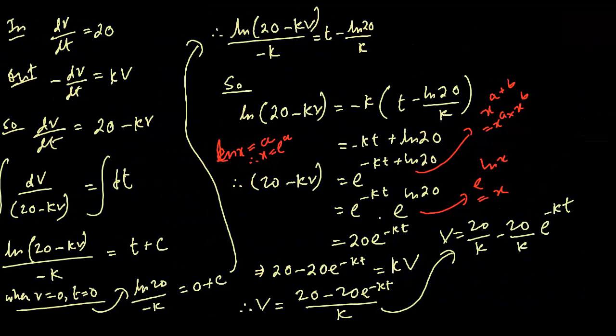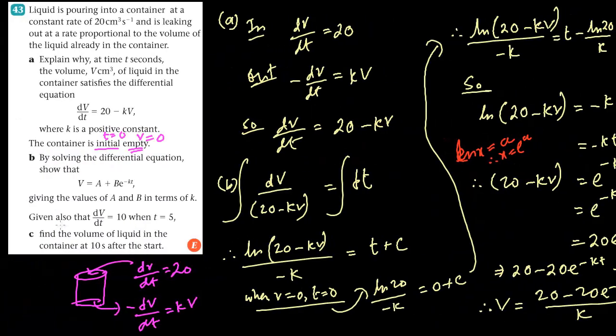So we can write the values in terms of k. So a equals 20 by k and b equals minus 20 by k. The final part is given that dv by dt is 10 and t equals 5. So we need an expression where we have dv by dt, which is the rate of change or derivative, and put the value of t equals 5.